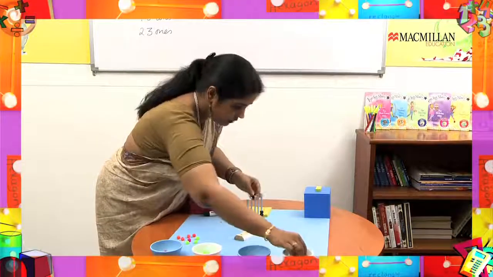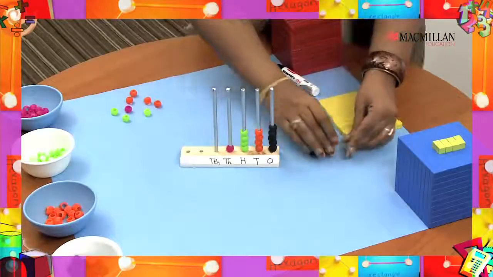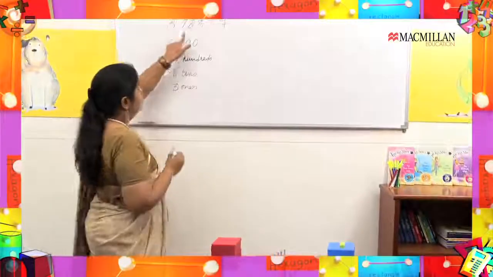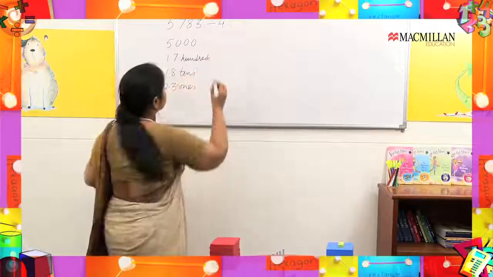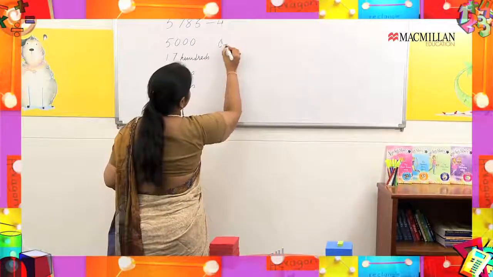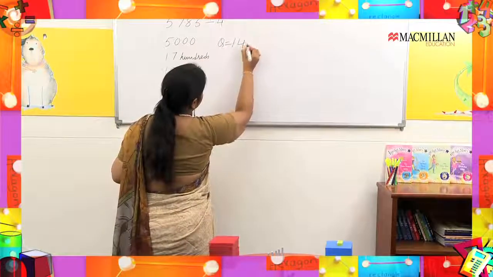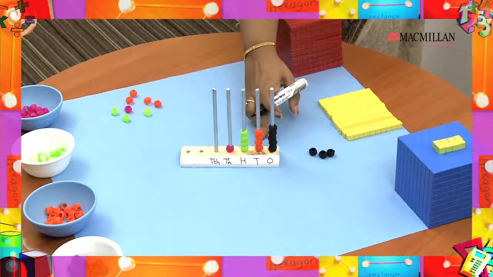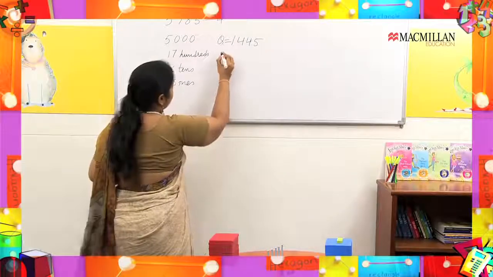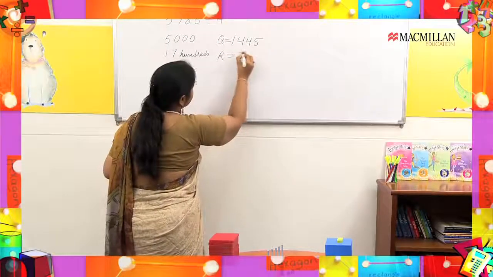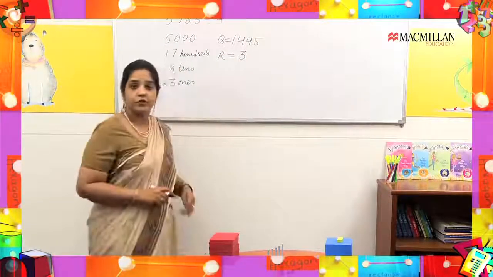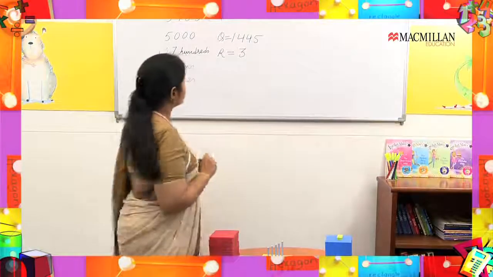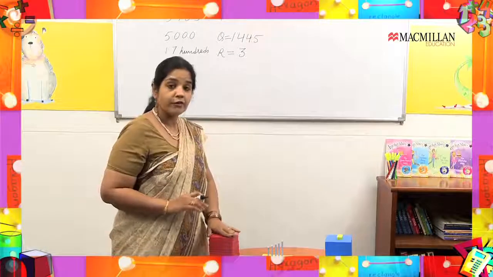So this 3 is my remainder. So what do we get? When 5783 divides by 4, we get quotient as 1445 and remainder as 3. So how did you find it? Interesting, isn't it? Now we are going to do the same thing using place value kit.